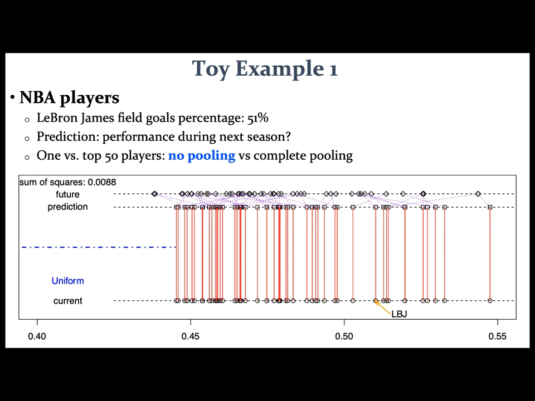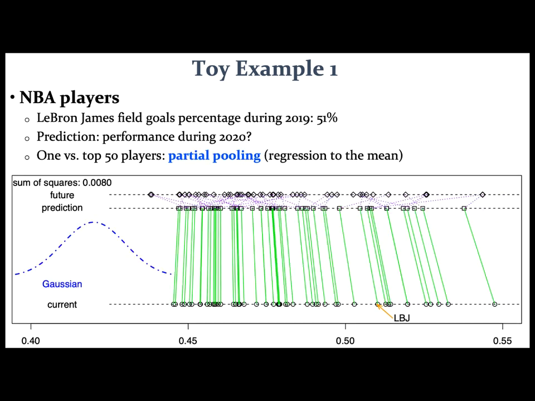Instead of no pooling or complete pooling, where we basically use the average, that would probably be 47, 48%. Can we do a better job than this? Surprisingly, there is actually a better approach. That approach is partial pooling.